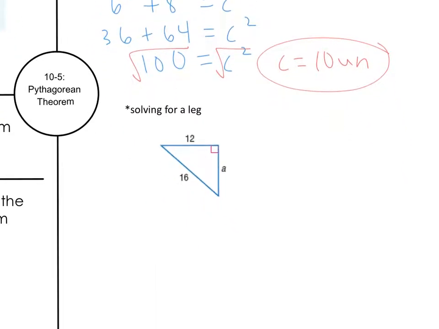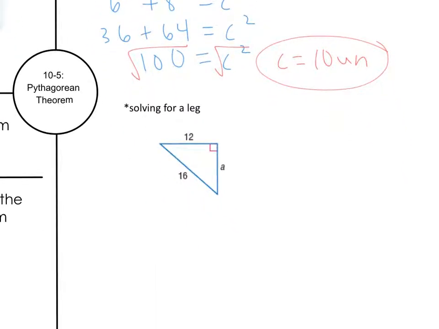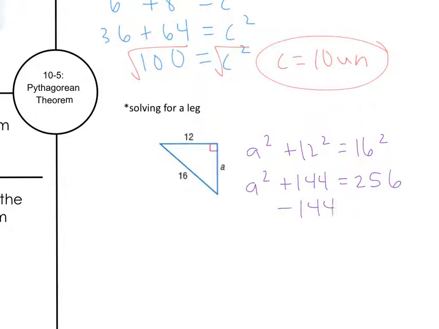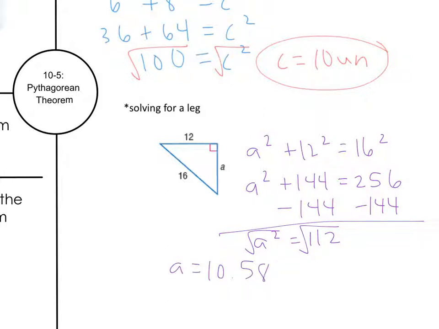And now if we have to solve for a leg, this is a little bit different of a setup. So here I would say a squared plus 12 squared equals 16 squared. Again, I'm solving for a leg. So what I have is a squared plus 144 equals 256. Subtract 144 from both sides, and a squared equals 112. And again, take the square root and get a equals 10.58 units.